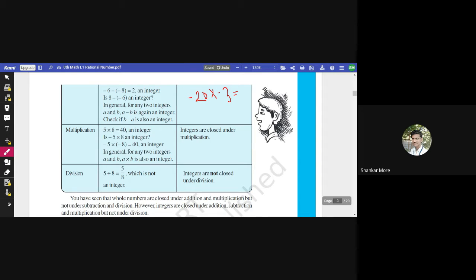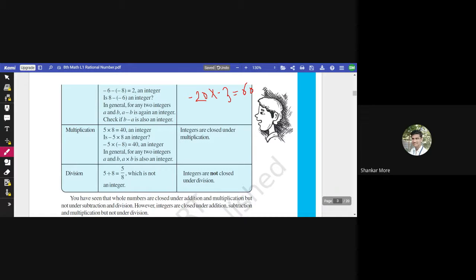Oh, is it minus 60? Really? Do it again. -20 multiplied with -3. So yeah, it is going to be positive 60. Very good. Now Shlok has corrected it, if I'm not taking your name wrong. Okay.